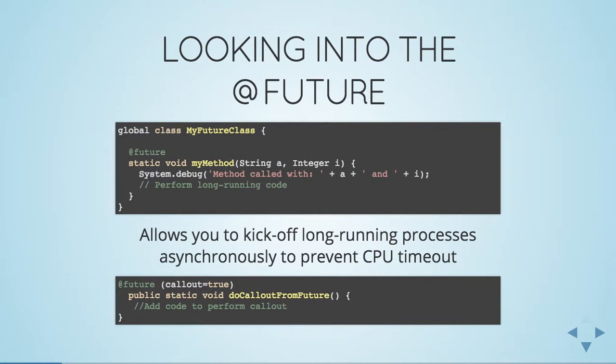So first I want to take a look back at the @future method, previously the de facto method for running asynchronous logic on the platform. Essentially, applying the @future annotation allows any method to be run asynchronously. A very popular use case for this would be making a callout from within a trigger context, or performing a callout after a DML statement, which is not allowed by the platform. It allows you to kick off long-running processes asynchronously, which prevents CPU timeout.